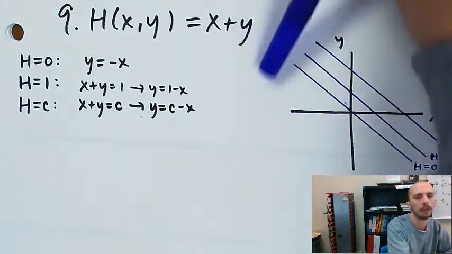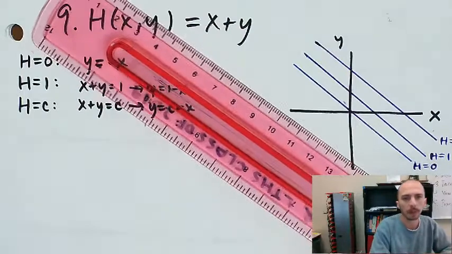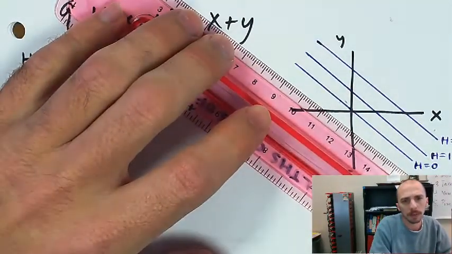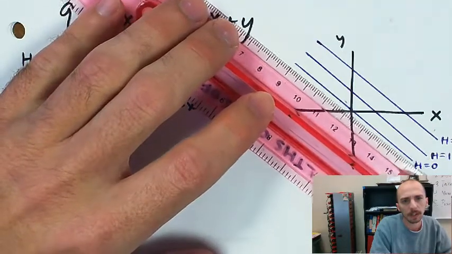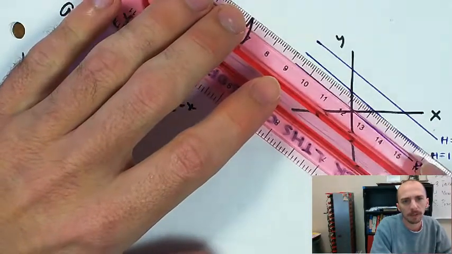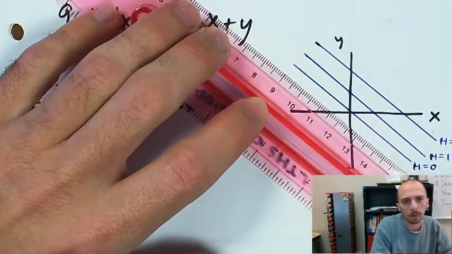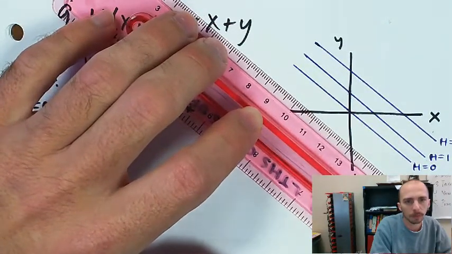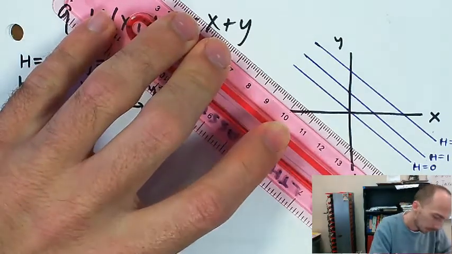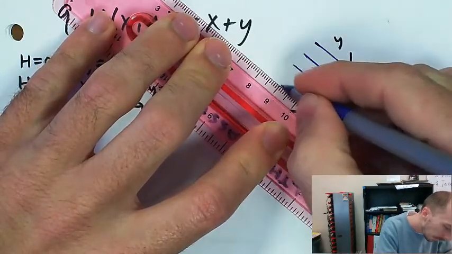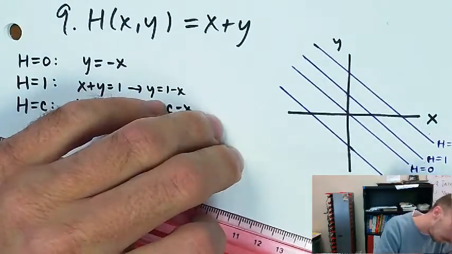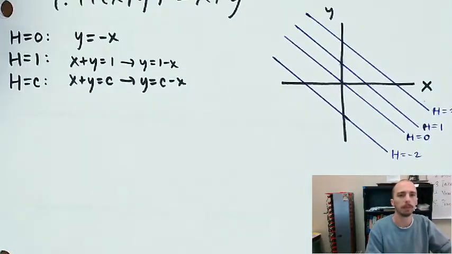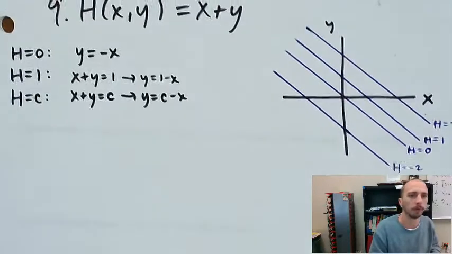And so then you could do a negative value. Maybe I will just do 4 level curves in the interest of time. And we'll say, okay, if that far is 1, then that far should be 2 or something. And I'll just say that's going to be h equals negative 2. Okay. And there you go. That's a nice contour map for that function.